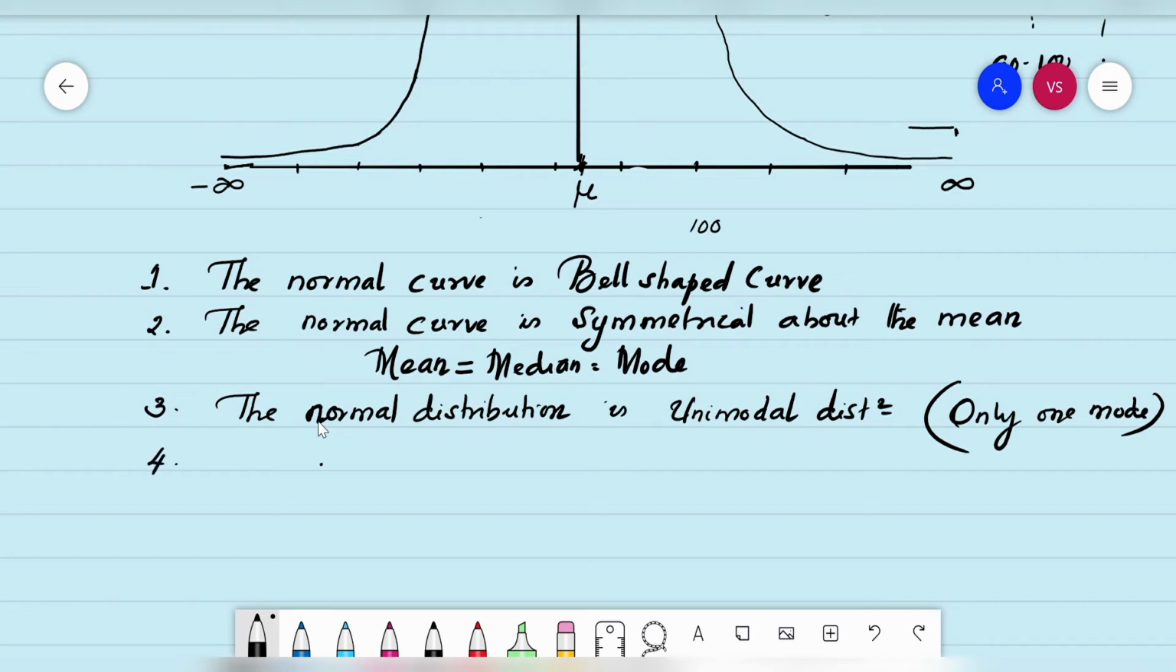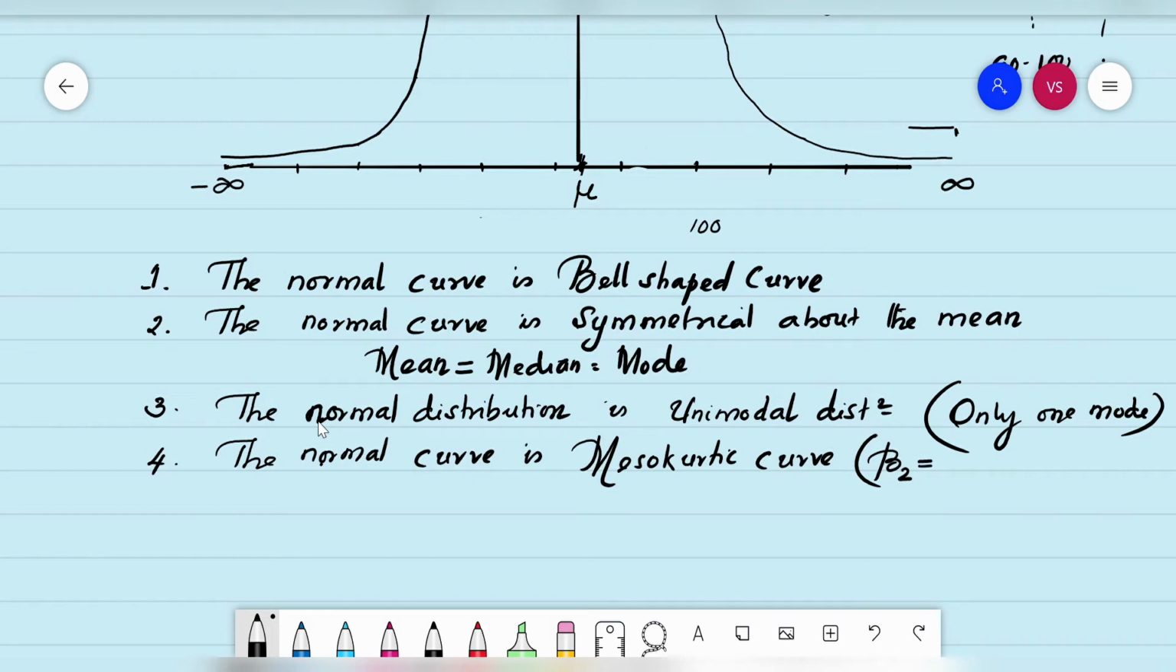Then the normal curve is a mesocurtic curve, students. This is all about peakedness that we have studied last year. Here, peakedness is measured or identified by beta 2, and the beta 2 value will always be 3. The normal curve is mesocurtic. There are three types of kurtosis, K-U-R-T-O-S-I-S, kurtosis. There are three types of kurtosis or curves, we can say.